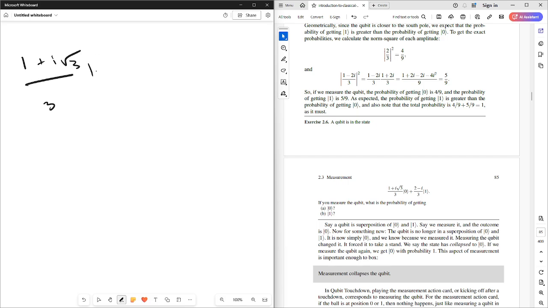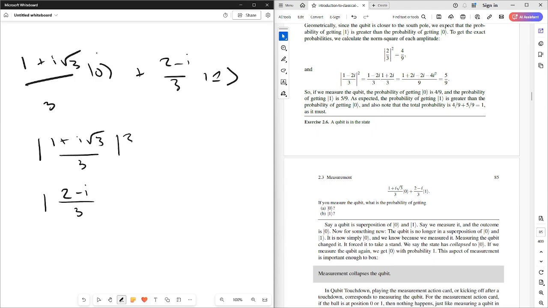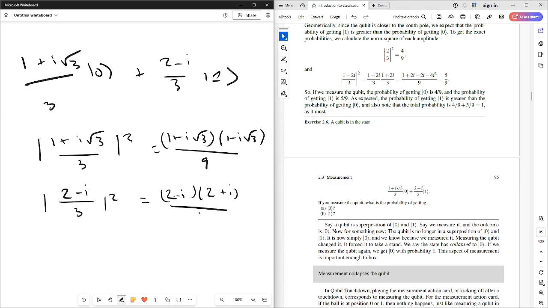So norm squaring again. It's the complex number times its complex conjugate. So 1 plus i square root of 3 times 1 minus i square root of 3 over 3 squared, which is 9. And 2 minus i multiplied by 2 plus i over 9.